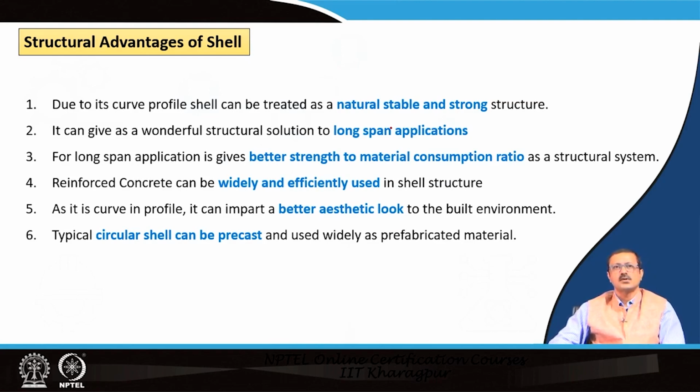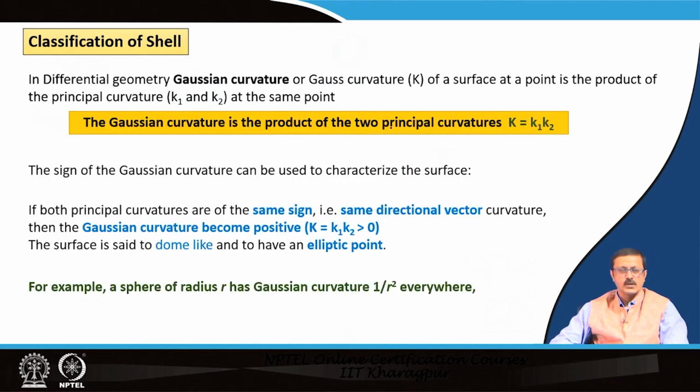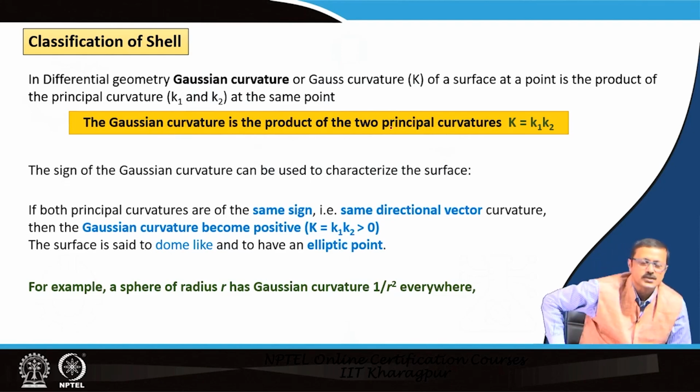And typically circular shells can be precast. You can use precast circular shells for ready-made housing or similar scenarios, where they can be taken into account for the construction of buildings, such as mass housing. Now, let us go for some classification of the shell. Before we start the classification of the shell, let us discuss the Gaussian curvature.